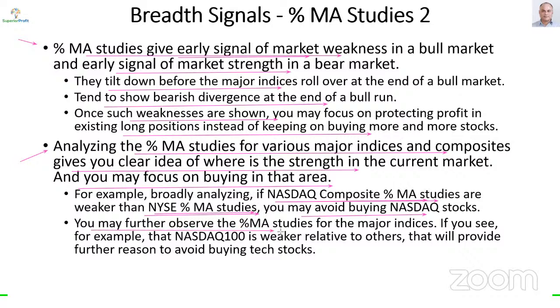You may further observe then the percentage MA studies for the major indices. If you see, for example, that NASDAQ 100, again tech stocks, but not composite, narrower, Nasdaq 100 is weaker relative to others, that will provide further reason to avoid buying tech stocks. And then, of course, you can study the sector performance using Q edge. There, if information technology is weaker than others, again, we'll have another signal from a totally different angle telling that don't buy tech stocks. And sometimes it will tell us to buy tech stocks.